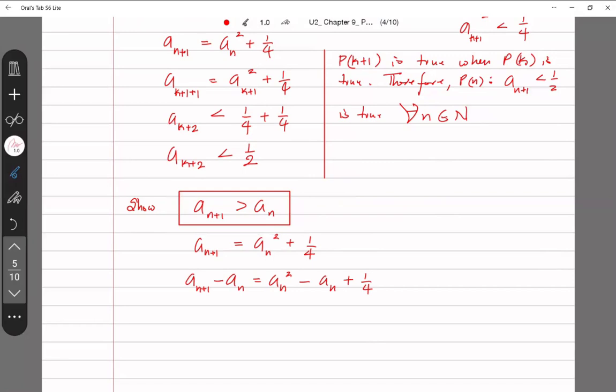My starting point is the equation that defines my sequence. Then I subtracted a subscript n from both sides. Over to the right, this is a_n squared minus 2 times a half a_n plus a quarter. Still the same thing, because 2 times a half is 1. But I can factorize the right-hand side now to this: a_n minus a half, squared. All right, stay with me.